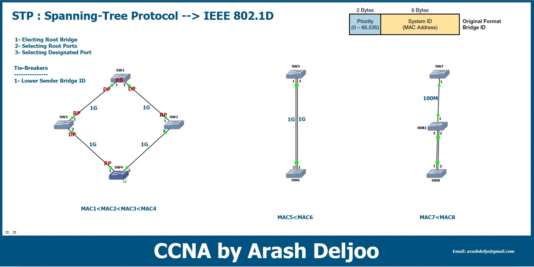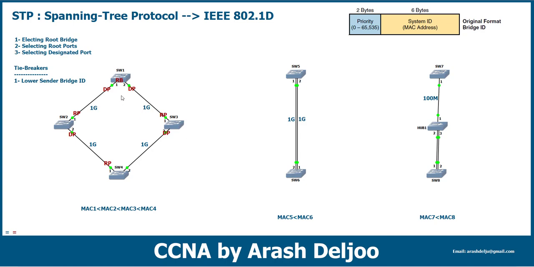You know that in each link we have two sides. Each side has a cost to the root bridge, and the lower cost side is the designated port. After that, between switch 3 and switch 4, again we have one link. The interface connected to switch 3 has a lower cost to the root bridge. So between switch 3 and switch 4, switch 3 is the designated switch and the port of switch 3 is the designated port.